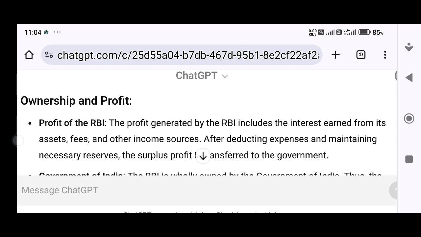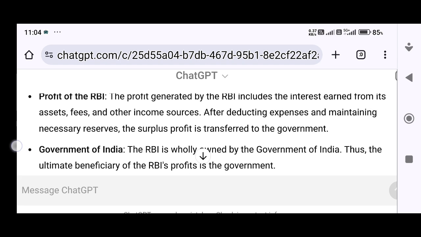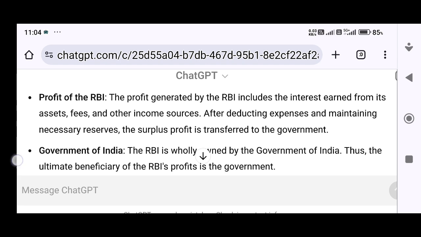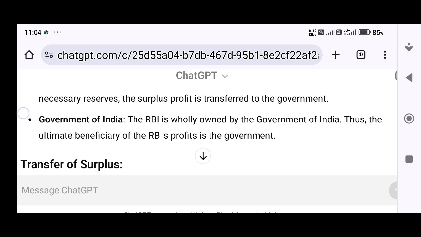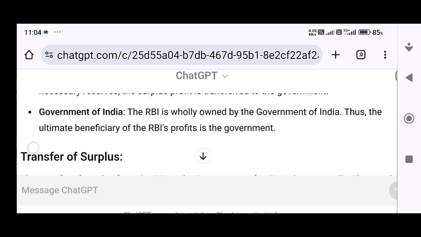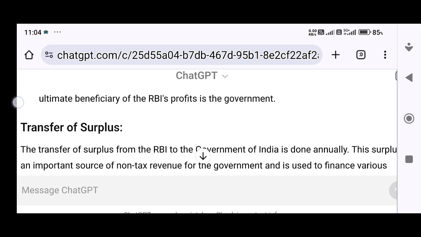Ownership and profit. Profit of the RBI. The profit generated by the RBI includes the interest earned from its assets, fees, and other income sources. After deducting expenses and maintaining necessary reserves, the surplus profit is transferred to the government. Government of India. The RBI is wholly owned by the Government of India. Thus, the ultimate beneficiary of the RBI's profits is the government.